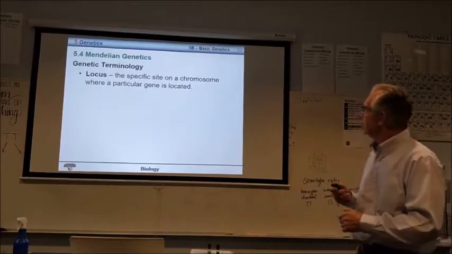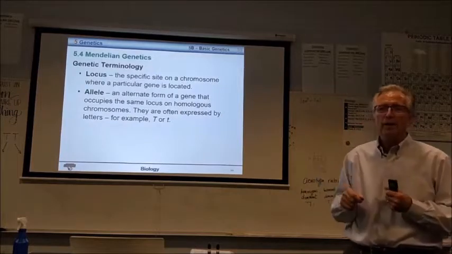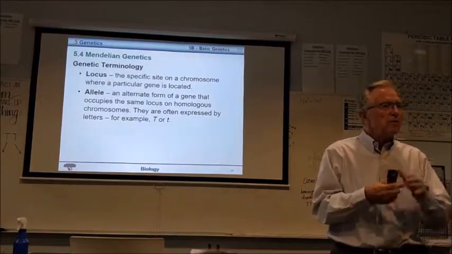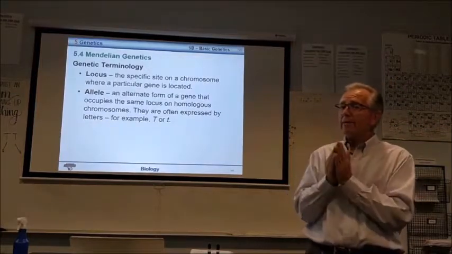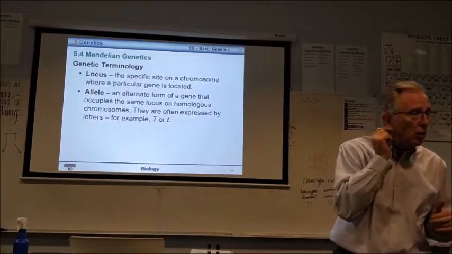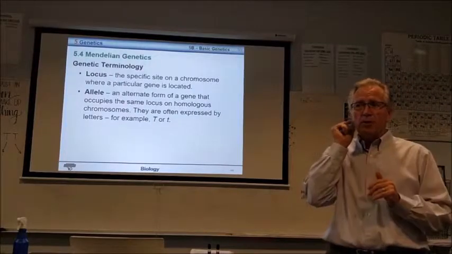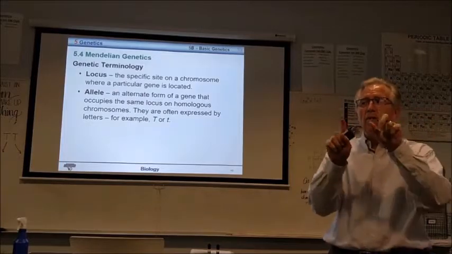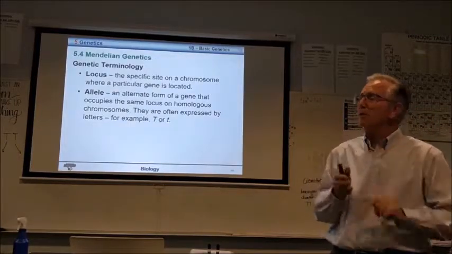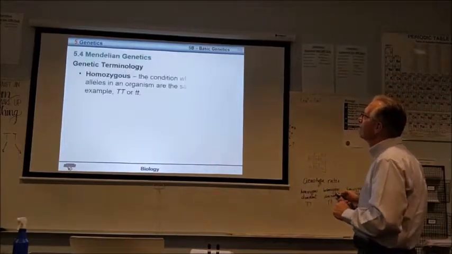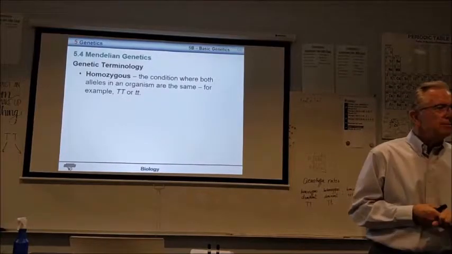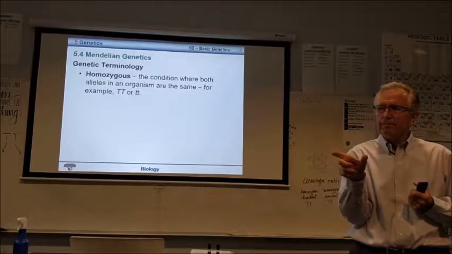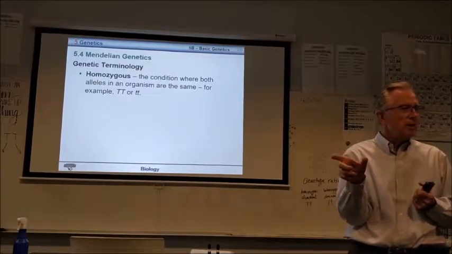So locus is where it's located, and allele is the alternate forms of the gene. So for instance, if we're talking about height or earlobe, there's a gene for attached and a gene for unattached. Those are alleles. They're alternate forms of each other. Homozygous, the prefix homo means what? What's the prefix homo mean?